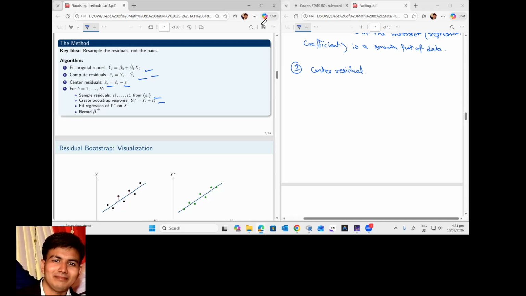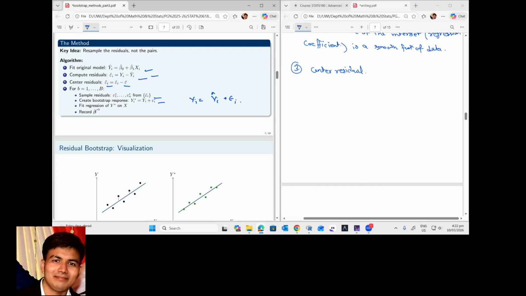This construction assumes that the true model is y_i equals y_i cap plus epsilon_i. It means that the estimated mean function is correct, and if the model is misspecified, this step will generate the data from the wrong structure.